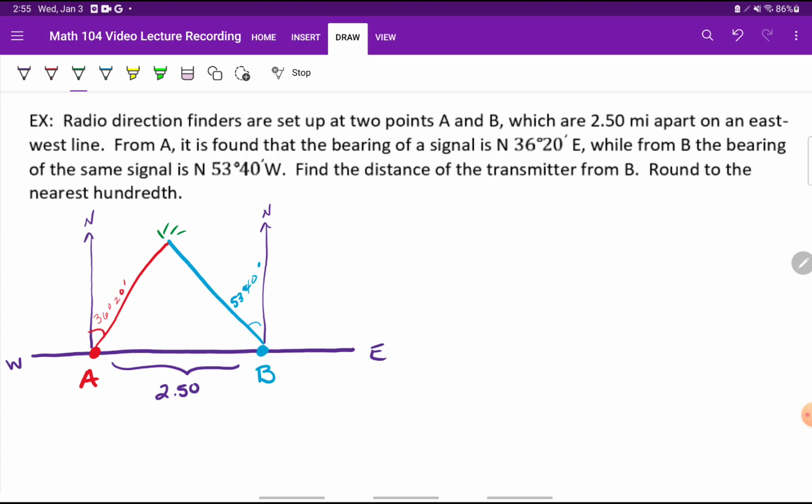They want us to find the distance of this transmitter from our point B. So we're looking for this blue side. Well, here's our triangle. I don't know much about it. I only know that the one side is 2.50 and I'm looking for the other side X. I don't have any angles inside at this point, and I certainly don't know that it's a right triangle. So we need to start by getting some information inside our triangle about the angles.